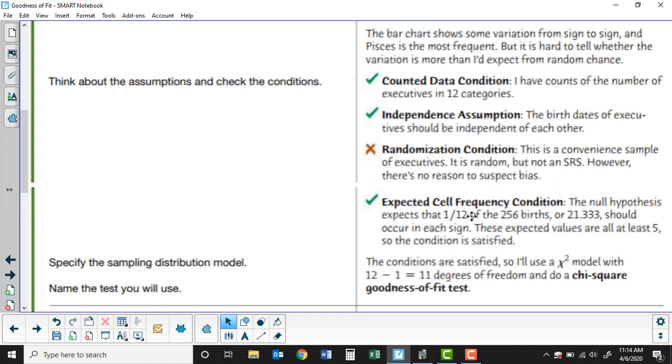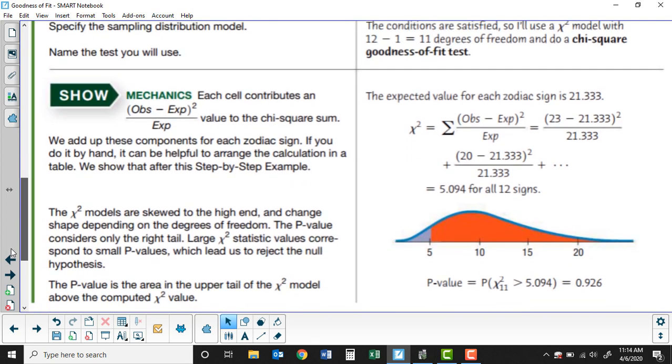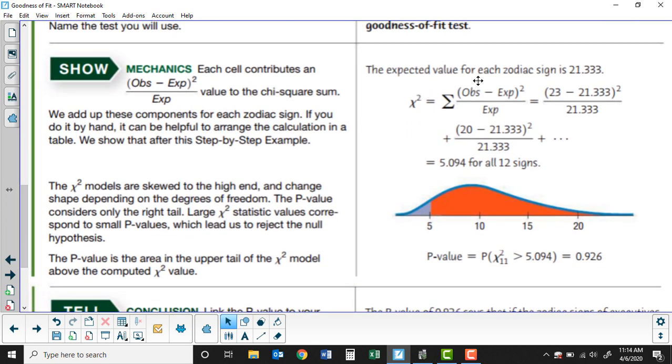So that's okay. The expected cell frequency, we have at least 5. So that condition is satisfied. So we're going to go ahead and do a chi-squared goodness of fit test. All right. So what they do here is, I'll show you in a second how they get all these numbers right here. But it said the expected value is 21.3.